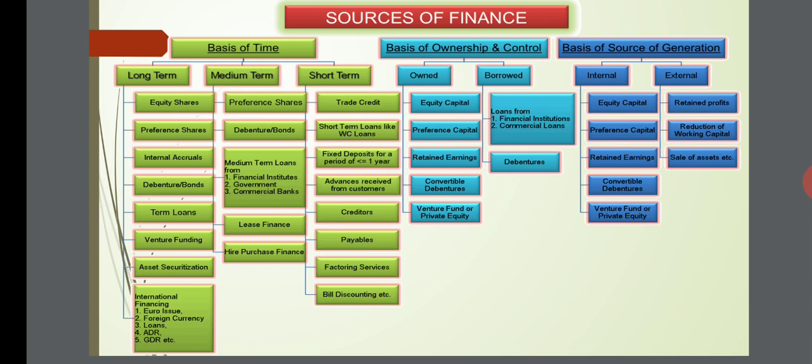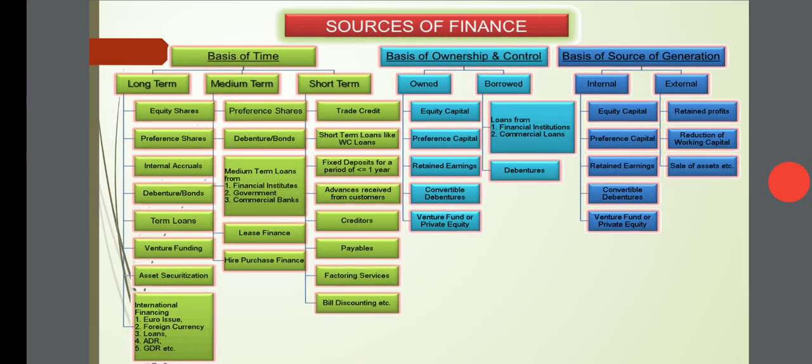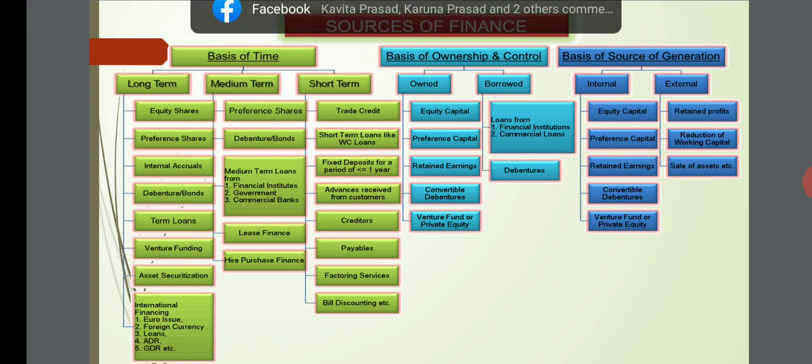Then medium term finance consists of preference shares, debentures, bonds, medium term loans from financial institutions, government, commercial banks, etc., lease financing, hire purchase finance. And short term finance is like trade credit. You get it from your creditor, the person from whom you're purchasing your raw materials. Then short term loans like working capital loans, fixed deposits for a period of less than 1 year, advance received from customers, creditors, payables, factoring services, bill discounting, etc.